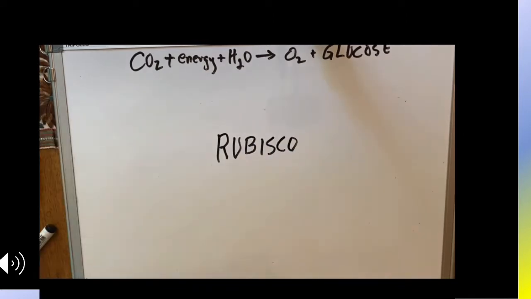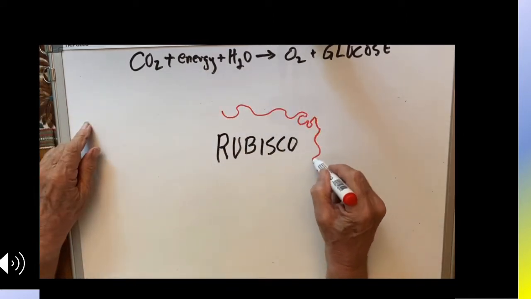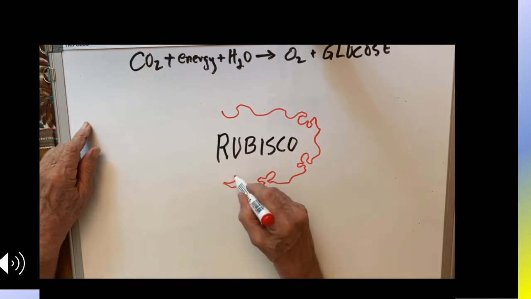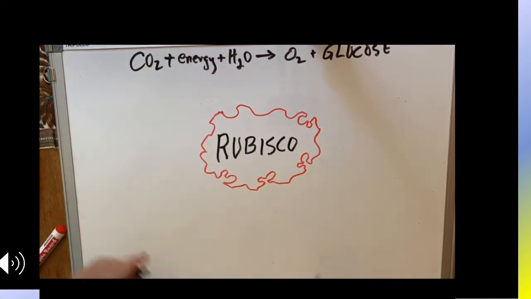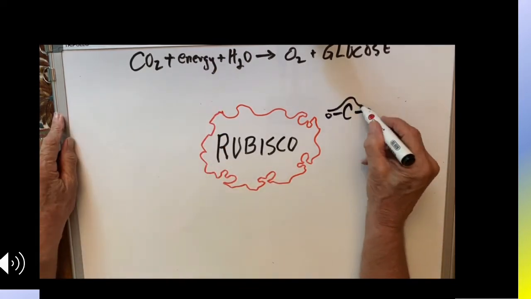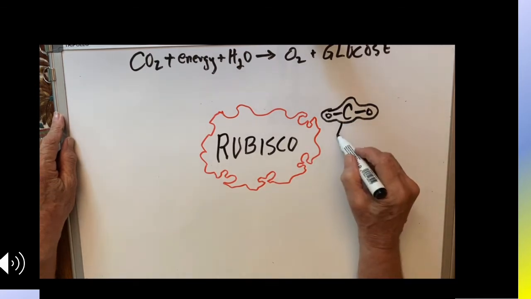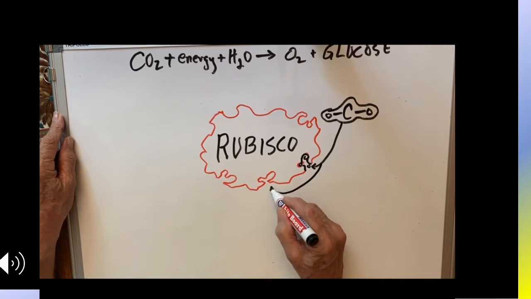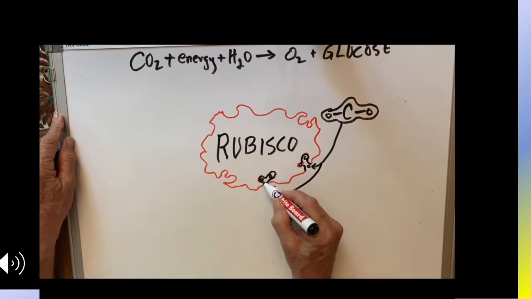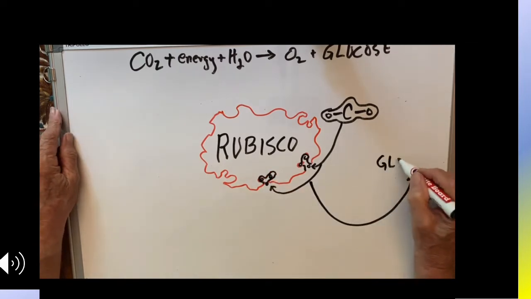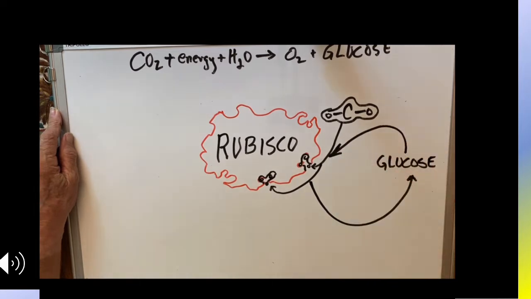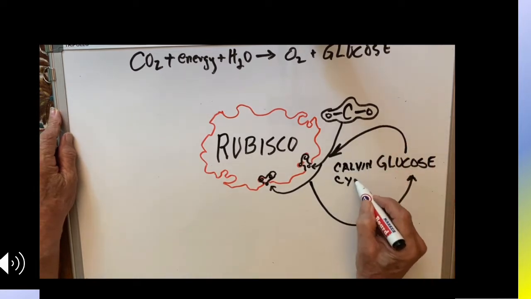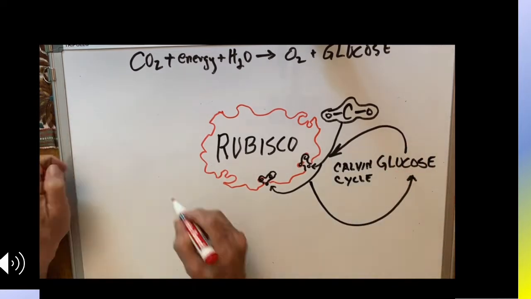Rubisco has a morphological form where it has binding sites on its surface, and those binding sites are specifically associated with the morphological structure of CO2. So CO2 fits right into those binding sites like that. The combination of CO2 and Rubisco is where we get the glucose, and the elements in that process recycle back in what's called the Calvin cycle.